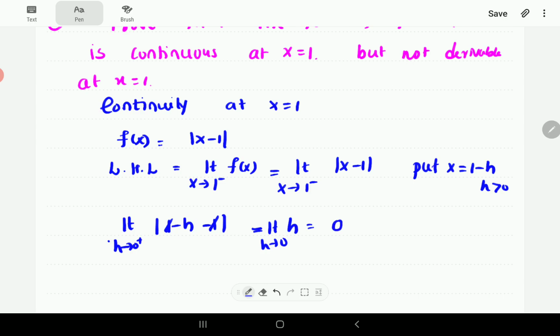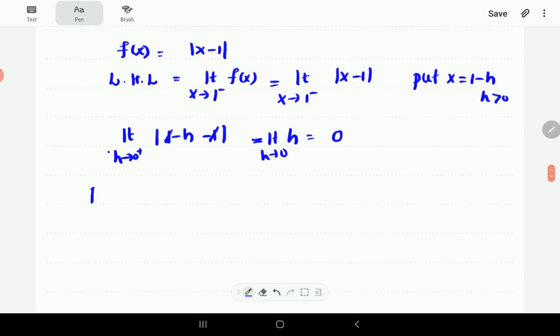Okay. Similarly, let's see the right hand limit. For the right hand limit, we will consider limit of f of x as x is tending to 1 plus. This is equal to limit of modulus of x minus 1 as x tends to 1 plus. So here what we have to put?